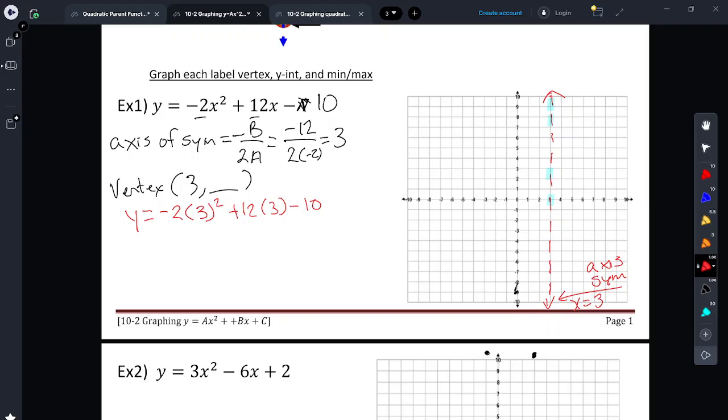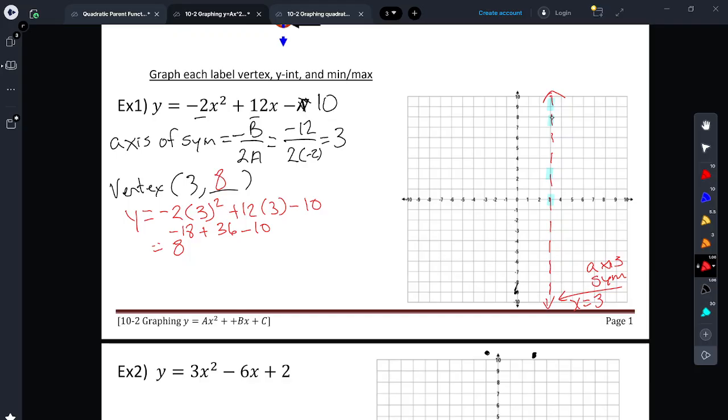Got it? All right. Do the math for that. What is that? 3 squared is 9 times negative 2. We get negative 18 plus 36 minus 10. So that's negative 28 plus 36 is 8, I believe, right? 8. So it's (3, 8).